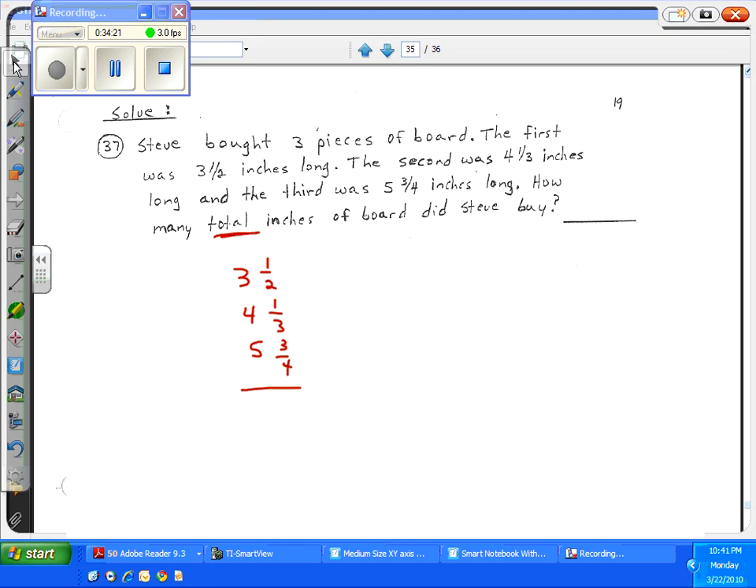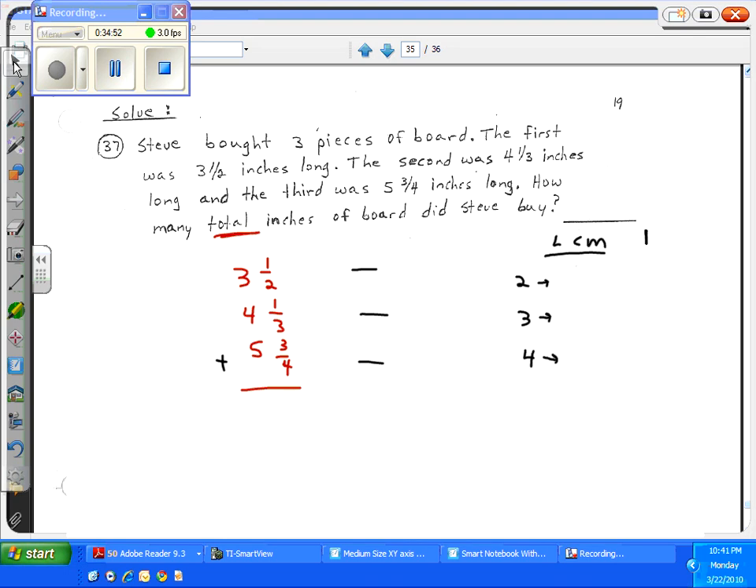Now, this particular geometry book has lots of fractions in it, because real life is full of fractions, and so we need to know how to find common denominators and add and subtract and all of that good stuff. So we're going to find a common denominator between 2, 3, and 4, which would be 12. The common denominator is the least common multiple of 2 and 3 and 4.